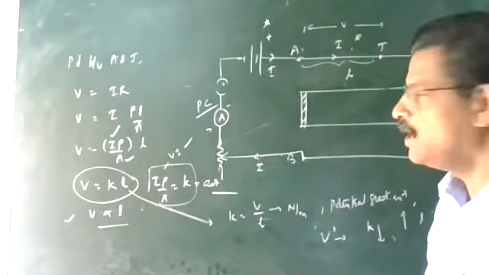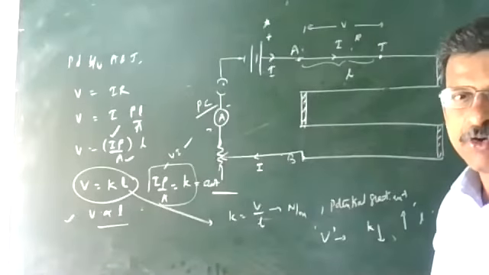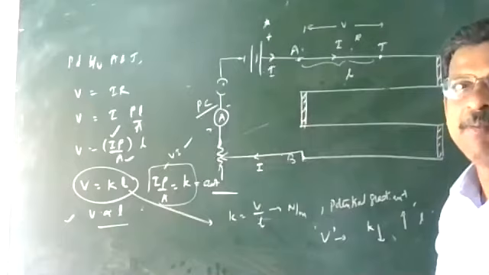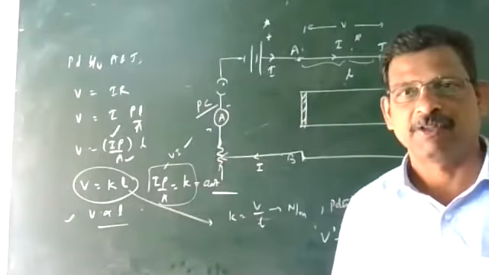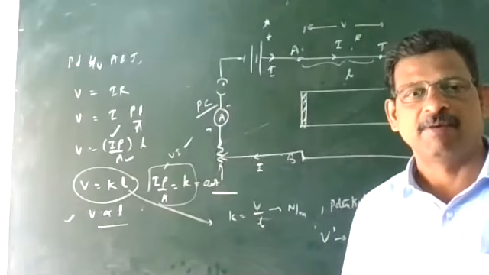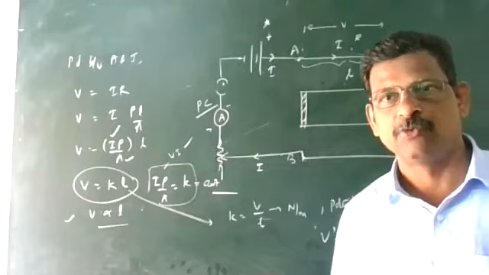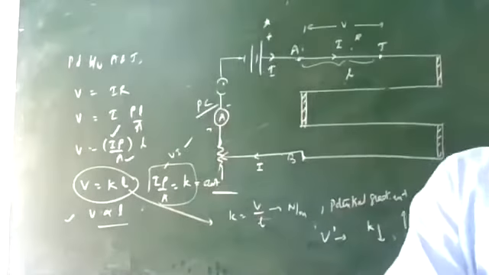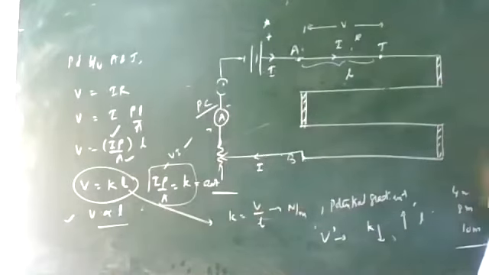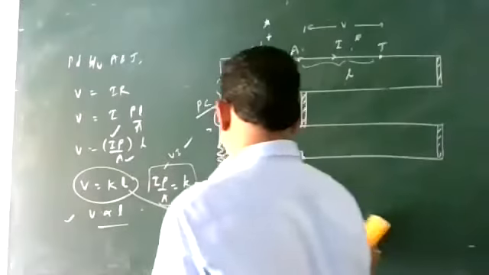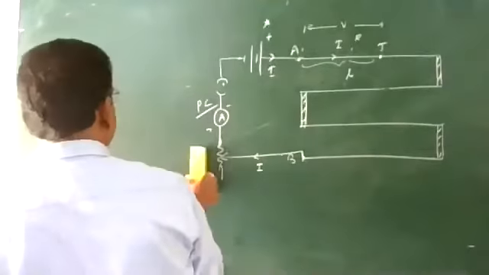Next, this is used to measure EMF, and I am going to explain how to compare the EMFs of two cells. From there you can easily recognize how to find the EMF. For comparison of EMFs of two primary cells, we use the Leclanche cell and the Daniell cell. Just see YouTube videos to recognize the Daniell cell and Leclanche cell, their construction and appearance.